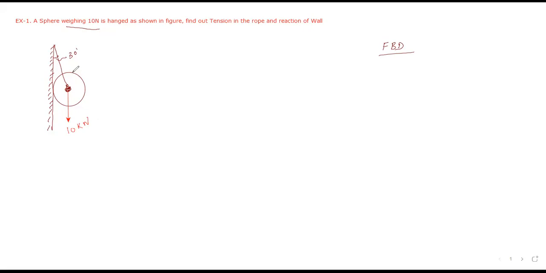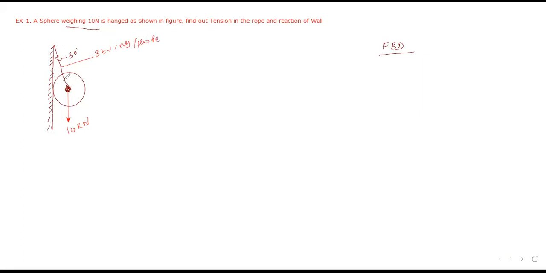Now, as we have discussed, a sphere weighing 10 Newton is hung as shown in figure. Now this is your string or rope. Okay, this is your string or rope. Is it clear? This is your string or rope.